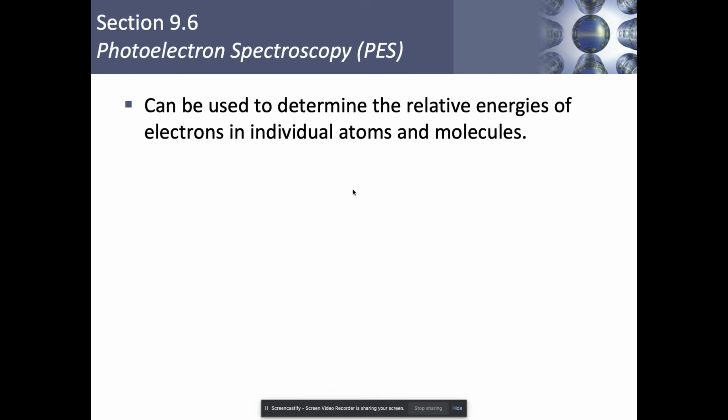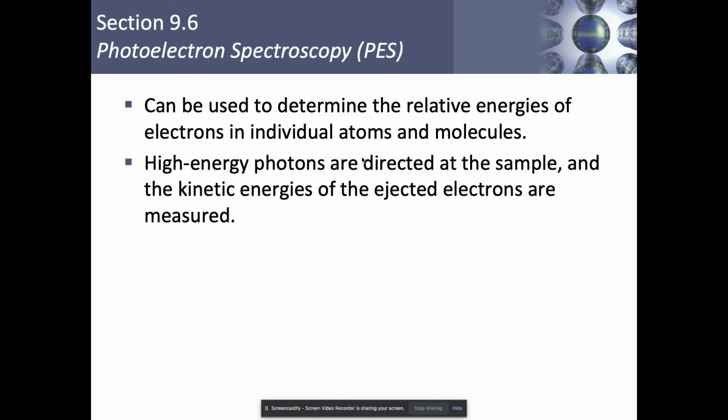So we have to talk about it. So what is PES? Well, it can be used to determine the relative energies of electrons in individual atoms and in molecules. Now, on the AP exam, they only care about individual atoms, not necessarily the molecule part. So we're only going to do examples where we're looking at individual atoms. And the way it works is like this.